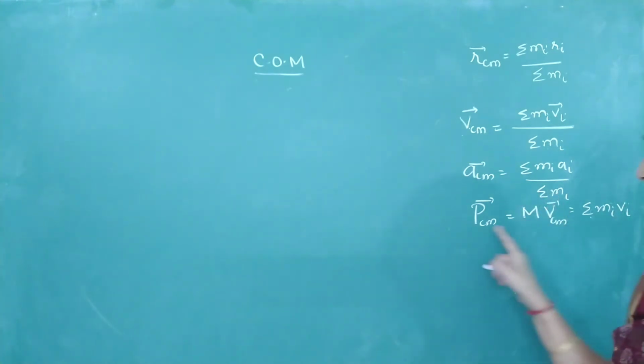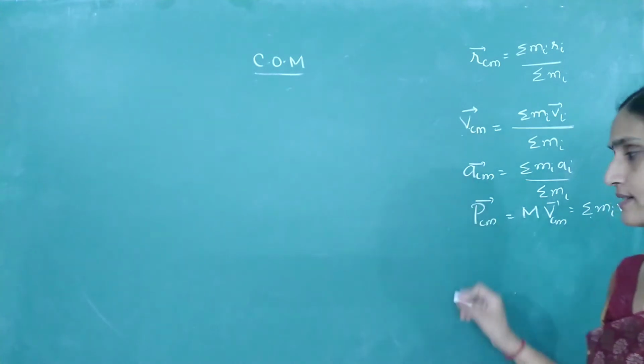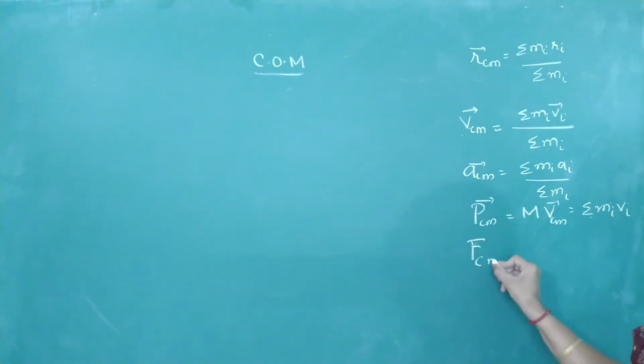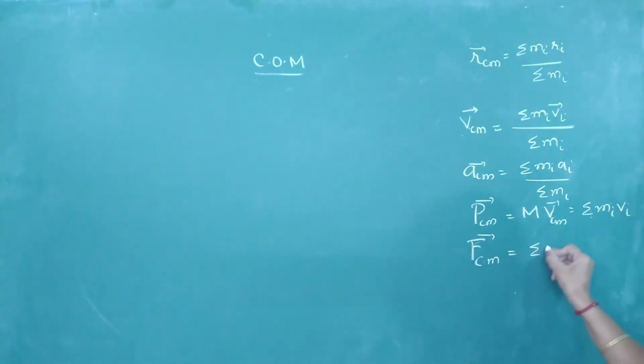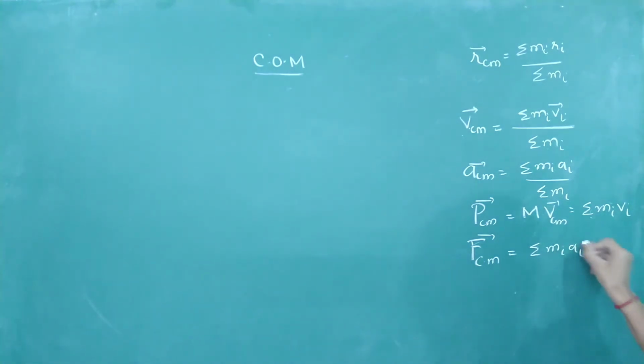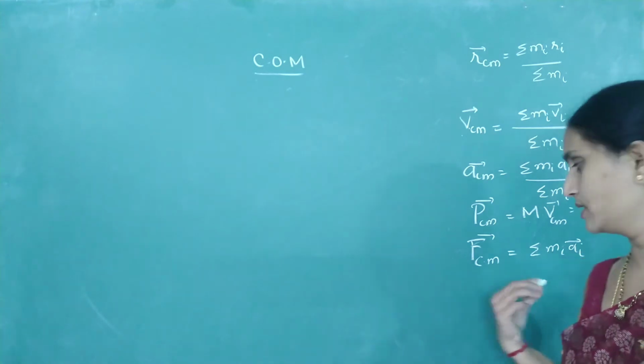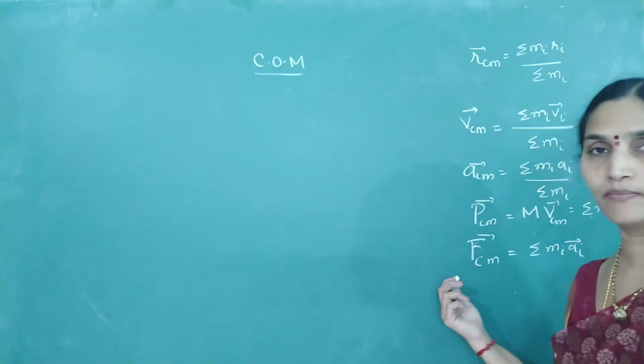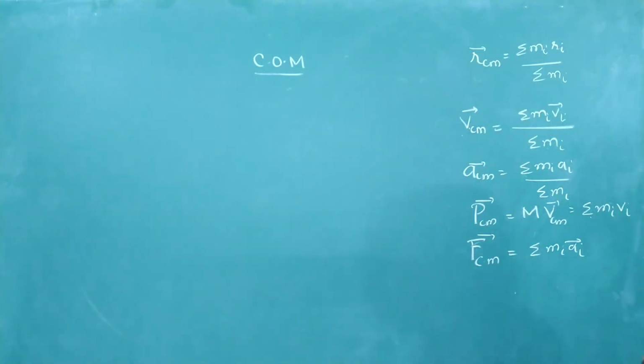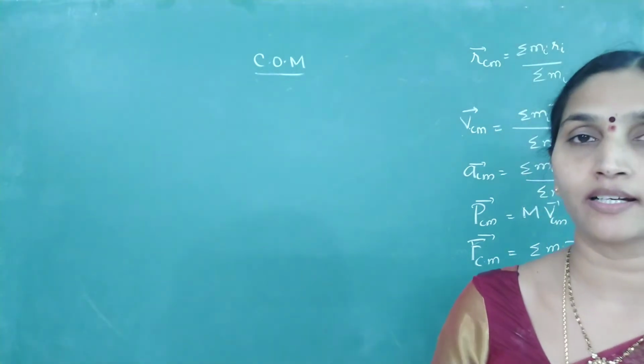And similarly, if I take this total mass to the left hand side, mass into acceleration, the force acting on center of mass is sigma of mi into ai. The vector sum of all the forces acting on individual particles will give you the net force acting on center of mass. So related to this, we may get some numericals. Evaluate the center of mass if V1 and V2 are given.